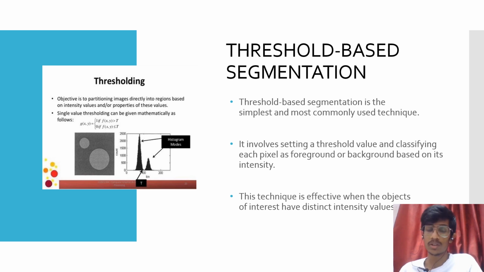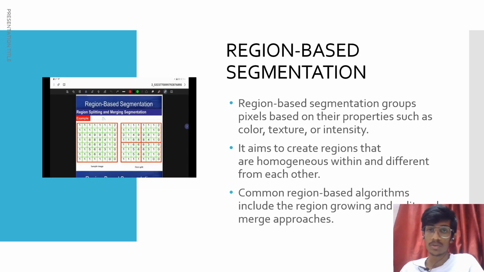It is used when there are highly different intensity values between the objects in an image. So coming to region-based segmentation. Region-based segmentation groups pixels based on their properties, such as colors. If each object has different colors, then it helps us to differentiate the image based on the color or texture.